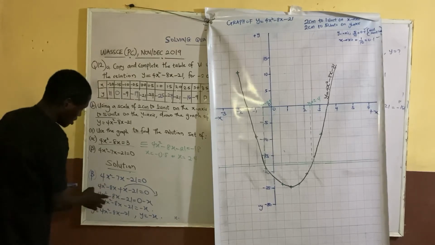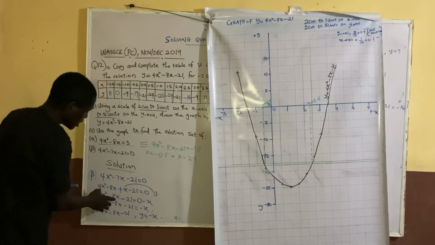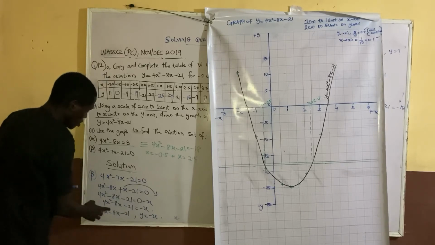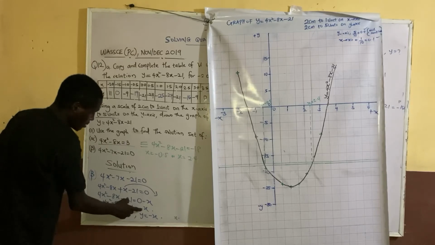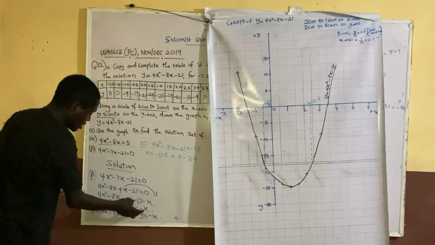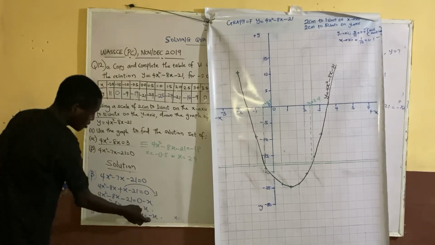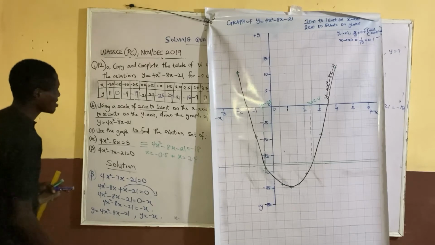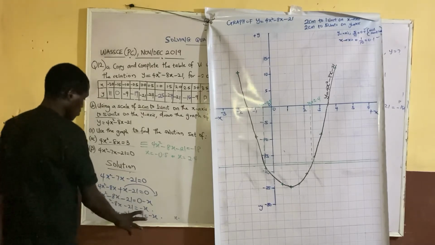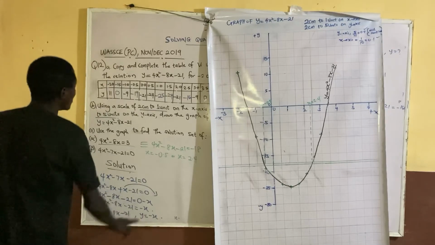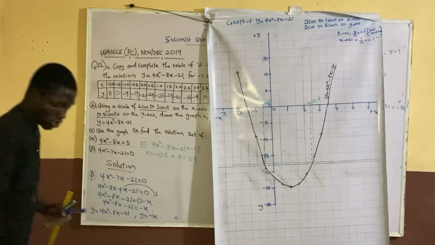This was a mistake. So 4x squared minus 8x minus 21 equal to, we have transferred x, so it will be 0 minus x. So we have 4x squared minus 8x minus 21 equal to minus x. So if y is equal to this, then y is also equal to minus x. So now we are going to create another table for x, y equal to minus 8x, which I'm going to use this one for.